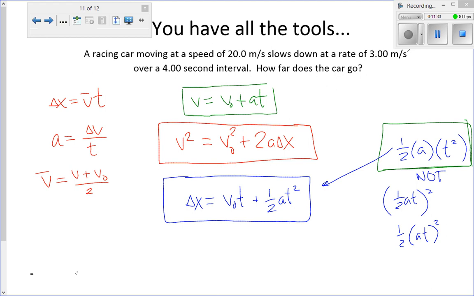Another thing worth noting is, why have 3 different ones? Well, notice, no delta x in here, no t in here, no v in there. So they all have something that the others don't, and they all lack something that the others have. So get to know them. I told you it's going to be 12 minutes. See you.